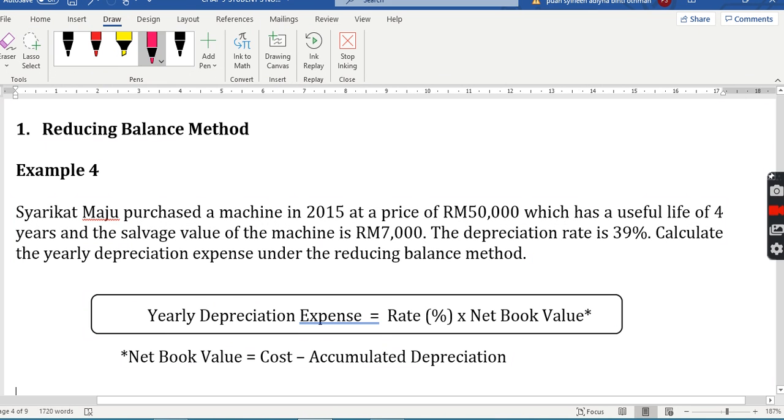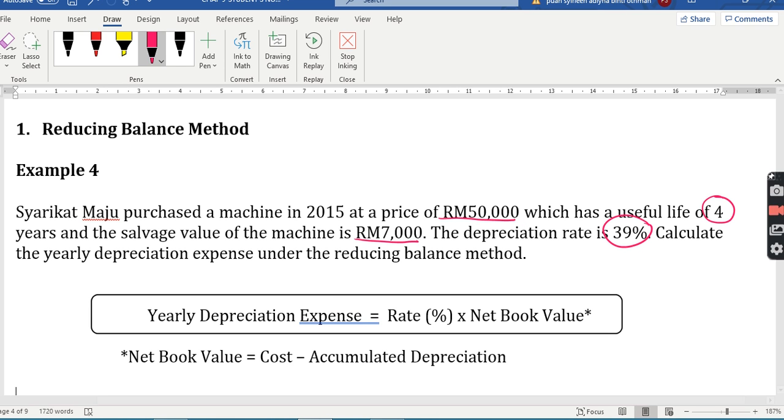Okay, now if we are calculating our depreciation expense using the reducing balance method, we're using example 4 to illustrate this method. Syarikat Maju purchased a machine in 2015. The price of the asset is 50,000. It has a useful life of 4 years and the salvage value of the machine is 7,000. The depreciation rate given is 39%. We need to calculate the value for the yearly depreciation expense.